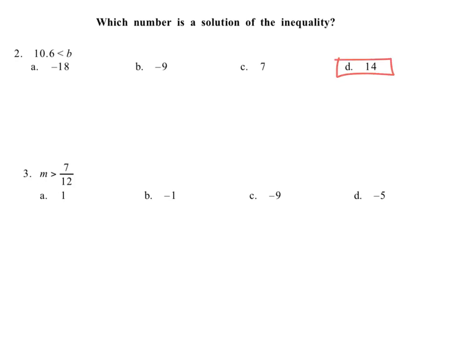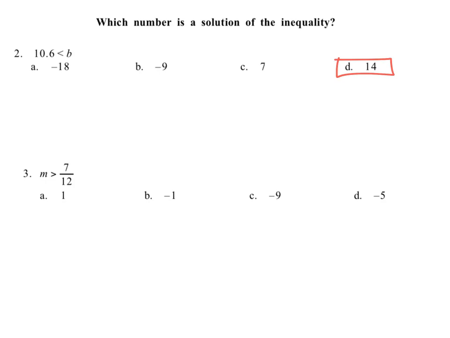And you can read that multiple ways. You could say 10.6 is less than B, okay? And it's still the same thing as reading it from this side and saying B is greater. But 10.6 is less than B, and if 10.6 is less, we're talking about things that are bigger than that, okay? Continuing on, down here, M is greater than 7/12.